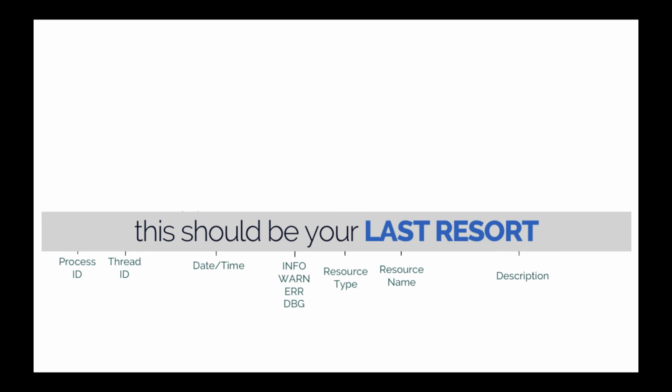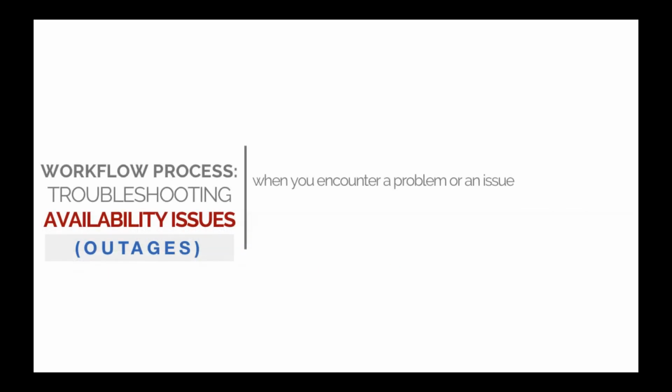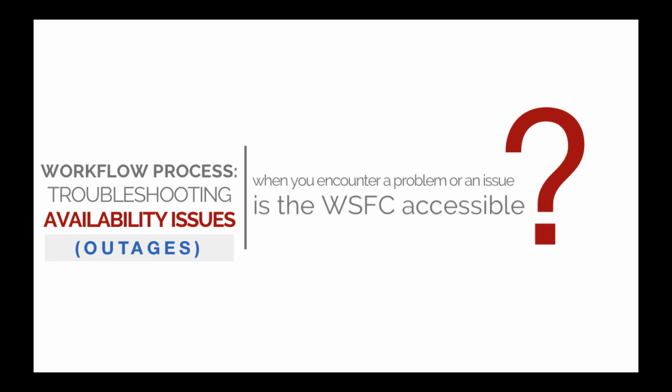And like I said, reading the cluster error log should be your last resort. You don't want to be bombarded with so many messages and so many events trying to figure out what went wrong when the cluster dependency report can easily tell you what is offline and then immediately take action by bringing that resource online. Now, when you encounter a problem or an issue, the first question we asked earlier was, is the failover cluster accessible? And the first 4 steps that I've outlined is something that you would do if the cluster is available. Now, what if the cluster is not available?